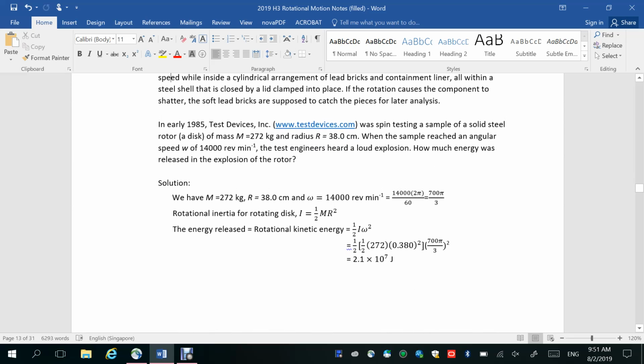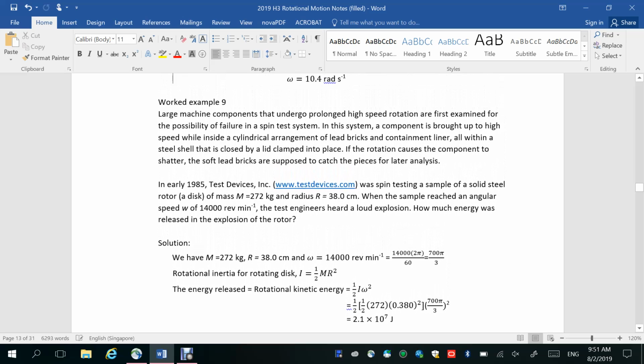Let's look at question 12. Here you're given large machine components that undergo prolonged high-speed rotation. First, examine the possibility of failure in a spin test system. In this system, a component is brought up to a high speed well inside a cylindrical arrangement of lead bricks and containment liner, all within a cell that is closed by a lid clamped into place.